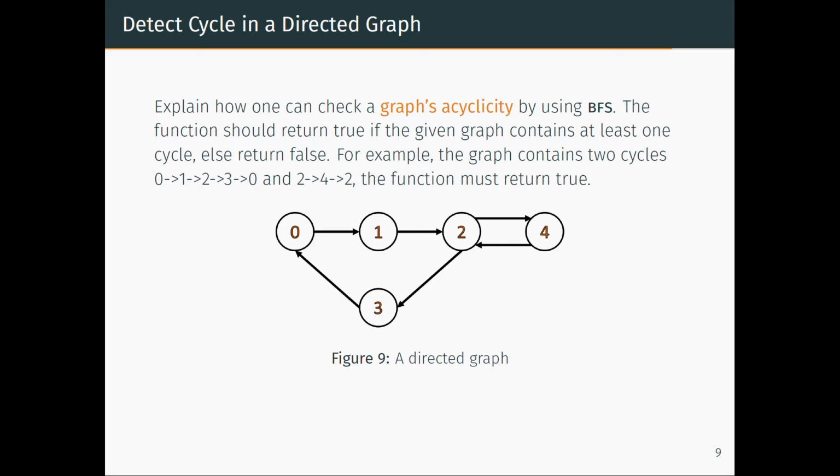It can also be used to detect cycles in a directed graph. Now, I'm going to explain how one can check a graph's acyclicity by using BFS. The function should return true if the given graph contains at least one cycle, else return false. For example, the graph contains two cycles, 0 to 1 to 2 to 3 and back to 0, and 2 to 4 and back to 2. So this function must return true.